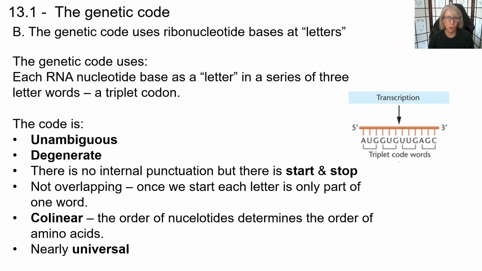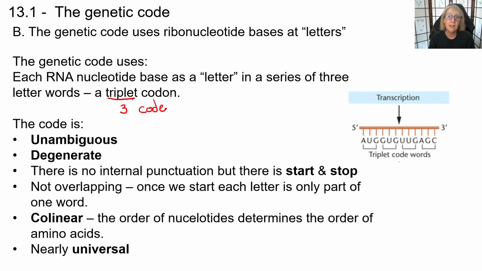The genetic code uses a series of rules that are uniform across almost all living things. When I take a piece of DNA and convert it into RNA inside my body, each nucleotide of RNA is basically a letter in a word. Every word that we make reading the DNA into RNA is a series of 3 letters. It's called a triplet codon, a 3-letter code.